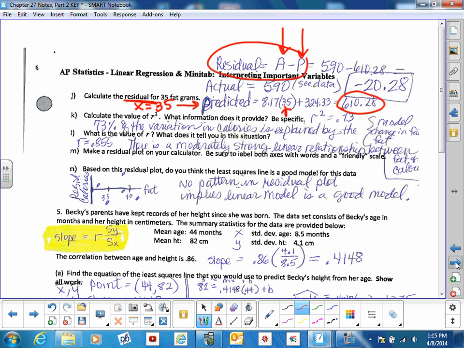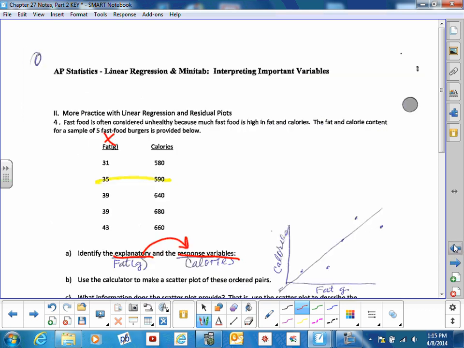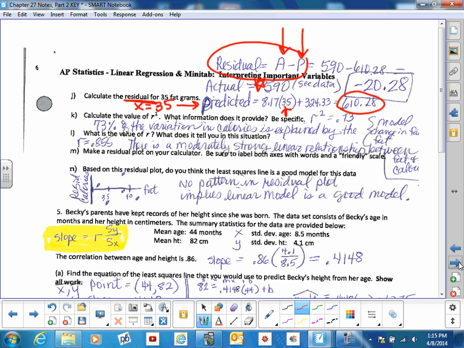Okay? All right, so there you go. Where did I come up with this actual? The chart on the previous page. Right here. See this? This is your actual data, and so at a fat grams of 35, there was actually 590 in that particular observance. So therefore, actual minus predicted is negative 20.28. So it is 20 calories below expected. What actually happened was 20 calories below expected.